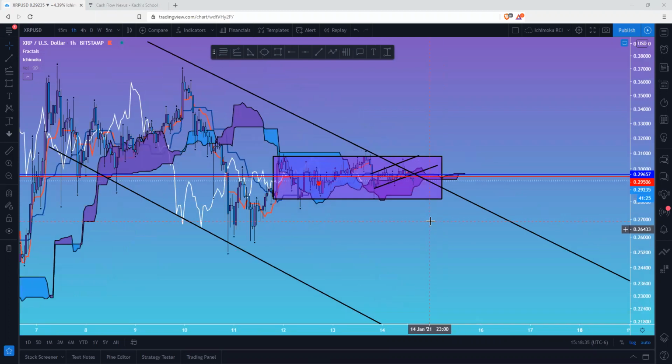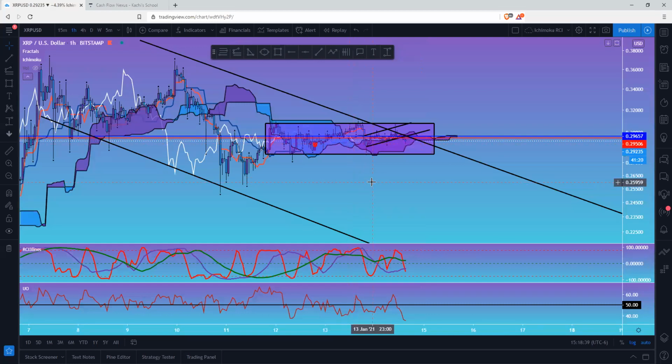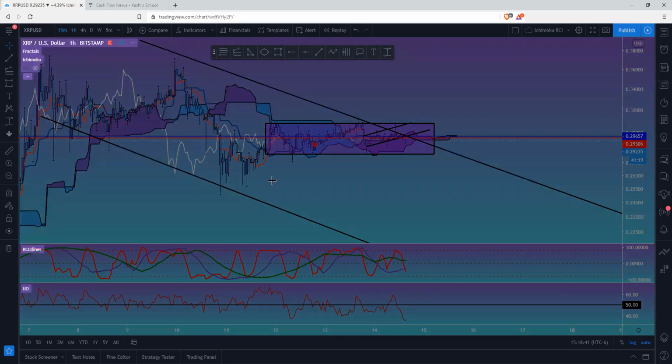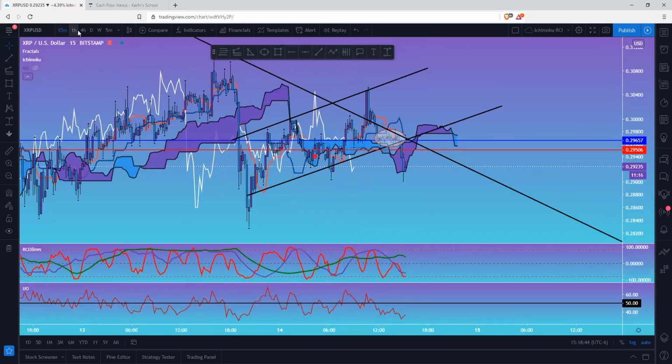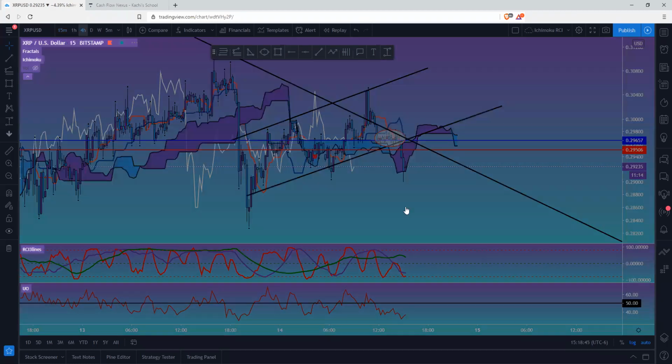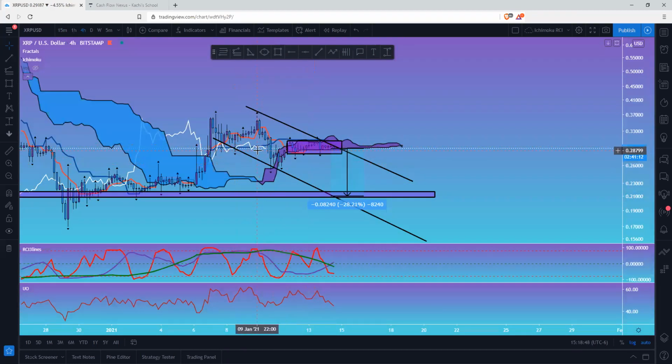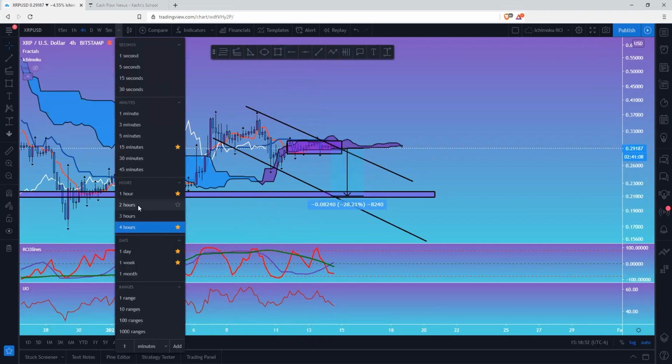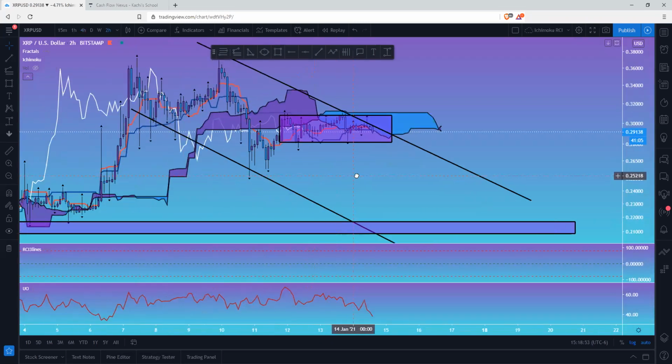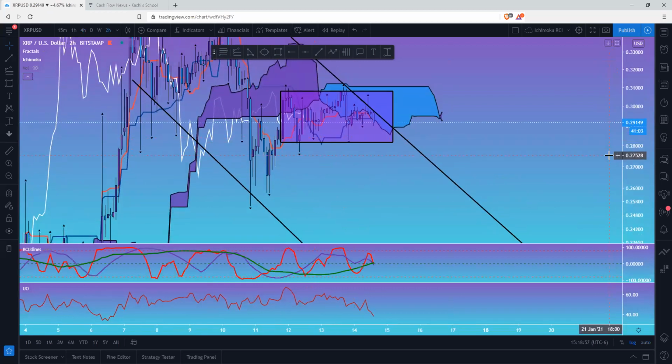But I'm gonna lean towards this going down for now, especially because we got a Chikou Span breakout here. That's bearish. We got a bearish Chikou Span breakout here. That's very bearish. Let's see the 2-hour time frame. The 2-hour time frame is thinking.